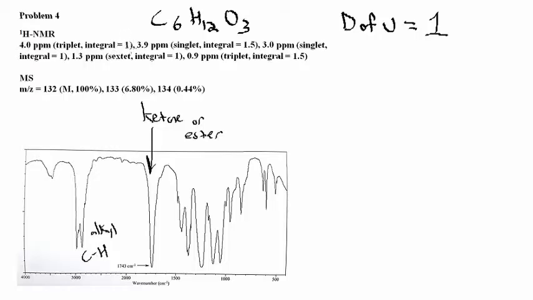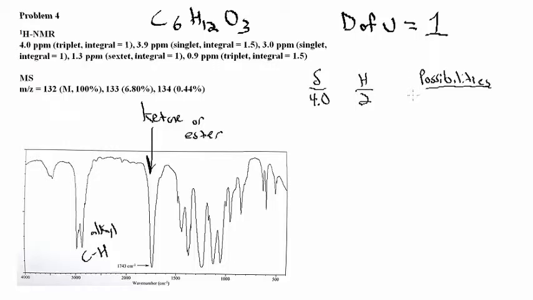I already mentioned here we have the integrals of 1, 1.5, 1, 1, and 1.5. If we want whole numbers, we multiply each of those by 2, and you end up accounting for all 12 hydrogens in this molecule. So let's go through these one at a time. For the peak at the chemical shift of 4.0 ppm, the integral of 1, I already said we multiplied that by 2, and so the total number of hydrogens that we have is 2.